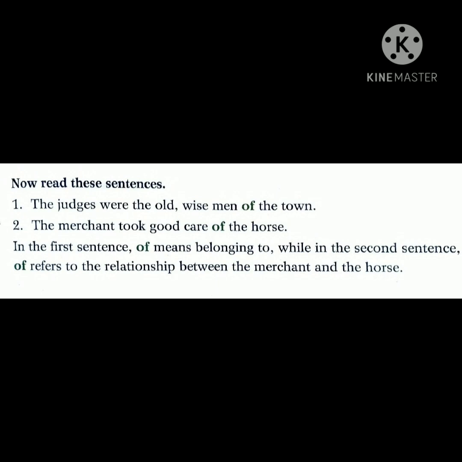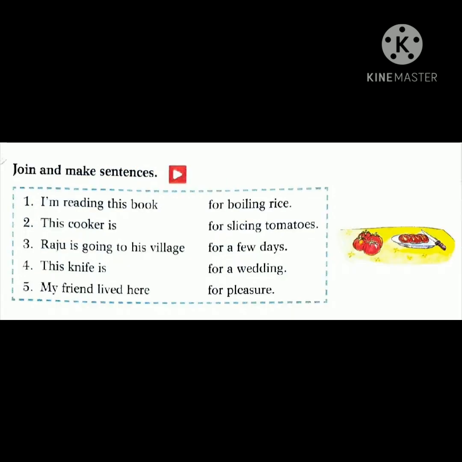And second one, the merchant took good care of the horse. So as you can see in the first sentence, of means belonging to, while in the second sentence, of refers to the relationship between the merchant and the horse. Now just open page number 96.